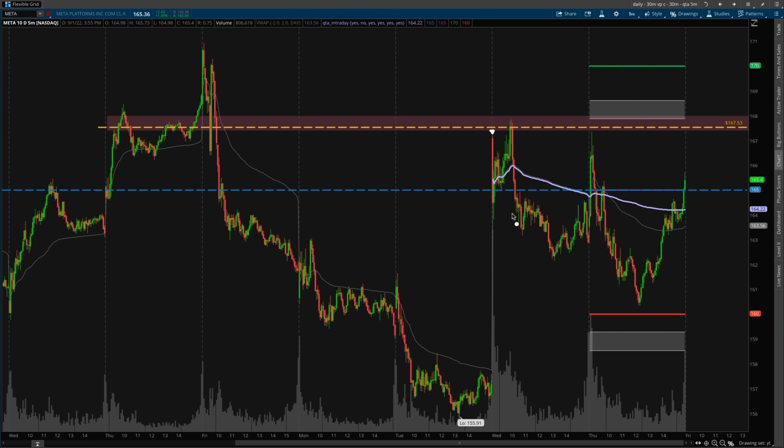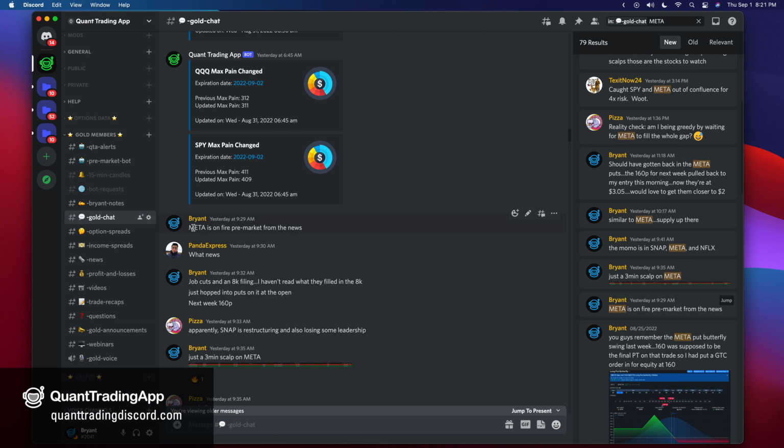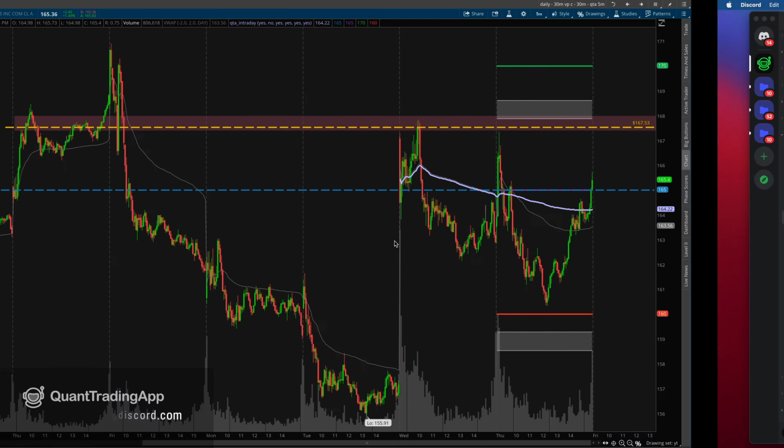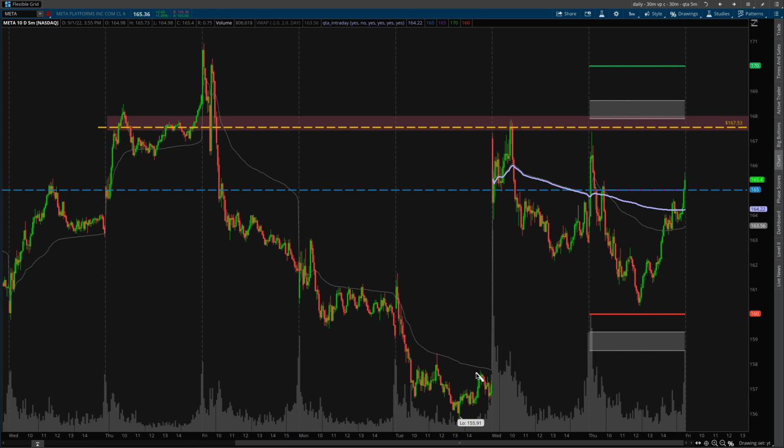Let's actually just jump over to the Quant Trading App Discord right here. And this was just yesterday pre-market. Meta is on fire from the news, and the news did not necessarily matter. I was just looking for a trade to short. Again, anything that's up pretty big on the day when it comes to these mega caps, they're more than likely going to retrace, because the overall sentiment and the overall context of the market right now is bearish. So looking for a fade, as it's sometimes called, is not a bad idea right now.